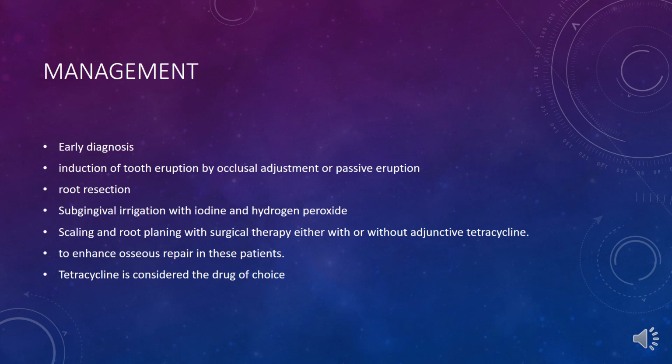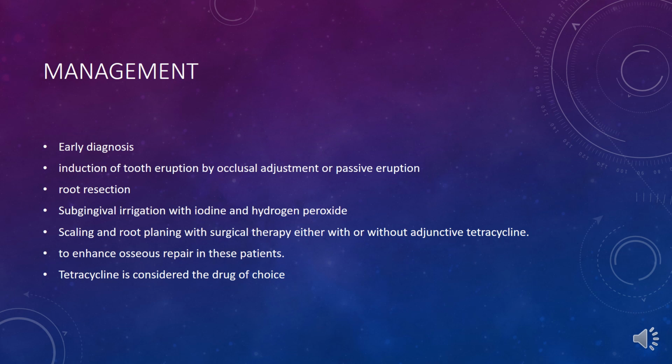scaling and root planing with surgical therapy has also been shown to be effective in controlling the progression of aggressive periodontitis lesions, either with or without adjunctive tetracycline. These different regimes have also been shown to markedly decrease or eliminate Aggregatibacter actinomycetemcomitans from periodontal lesions.